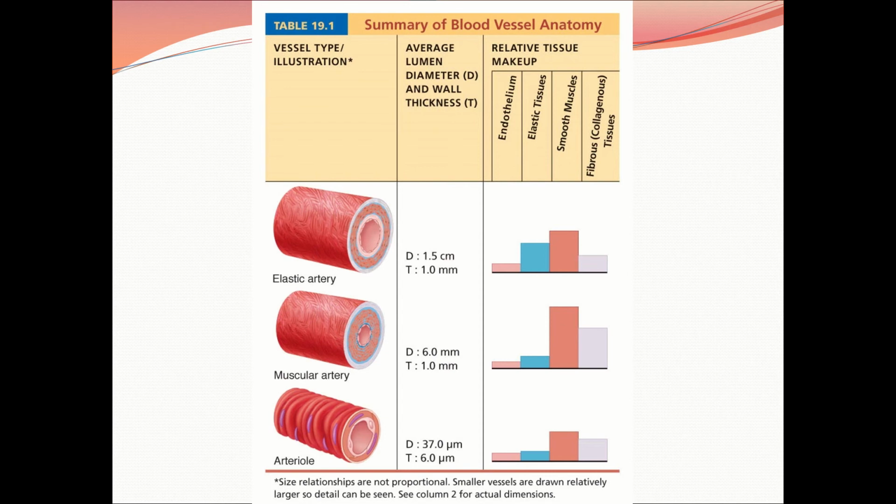This illustration shows the elastic arteries, muscular arteries, and arterioles. The makeup of the tissue includes the fibrous tissues, the smooth muscle tissues, the elastic tissues, and then the endothelium. On the interior of the blood vessel wall will be the endothelium, and then the elastic tissues and the smooth muscle tissues will make up the walls, and then the collagenous tissues will surround the outer wall of the arteries.